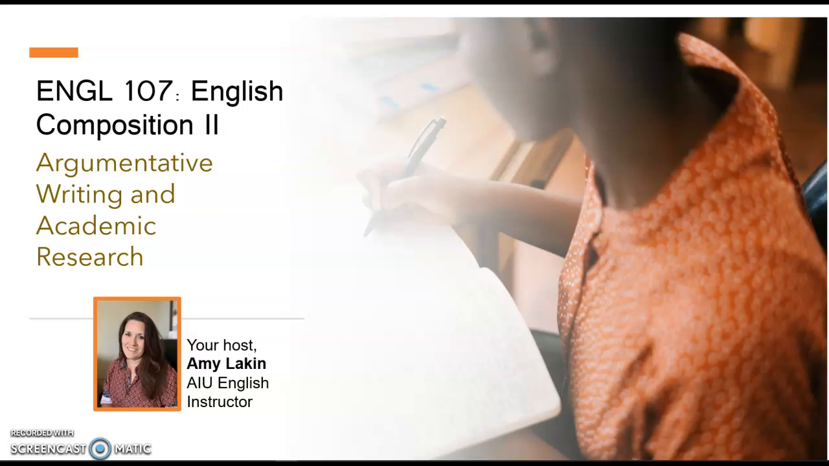Hello and welcome to English 107, English Composition 2. I'm Amy Lakin. English 107 is the second composition course that AIU students are required to complete. This course will focus on argumentative writing and online academic research.